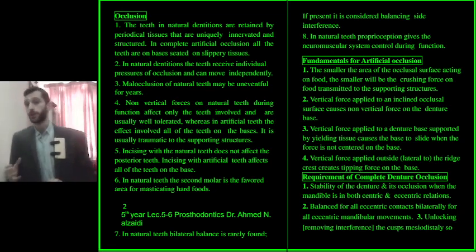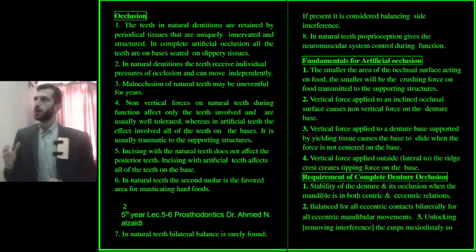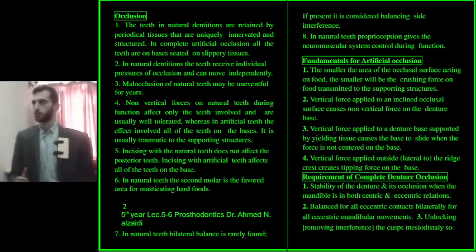What is the difference between natural and artificial occlusion? First, the teeth in natural dentitions are retained by periodontal tissues that are uniquely innervated and structured. In complete artificial occlusion, all the teeth are on bases seated on slippery tissues.